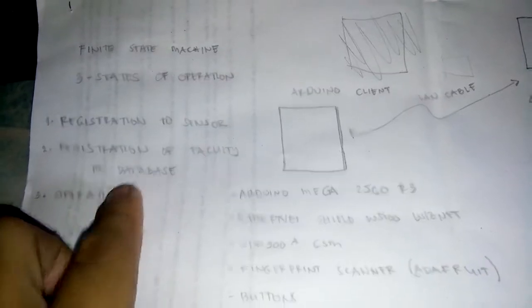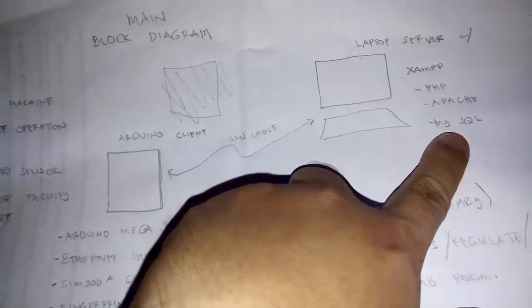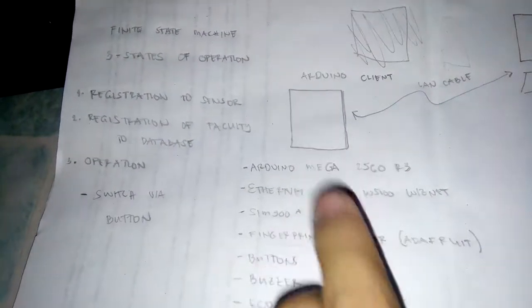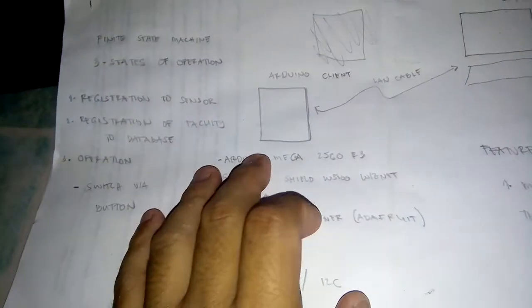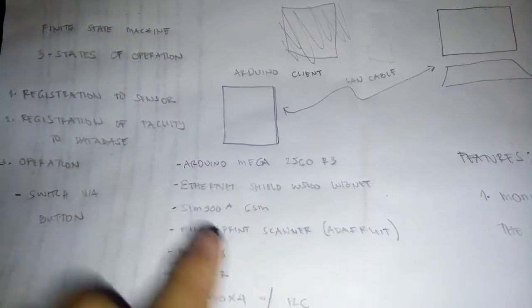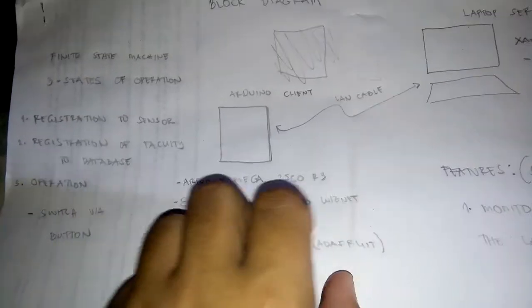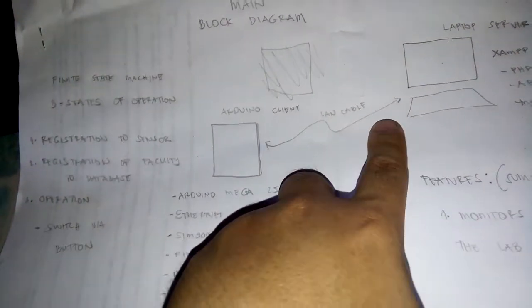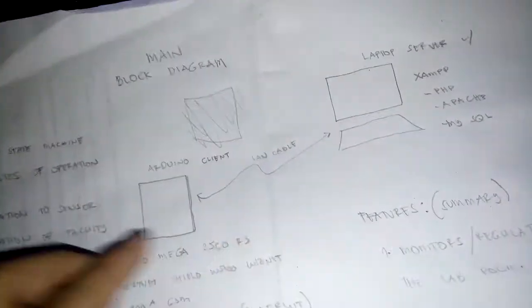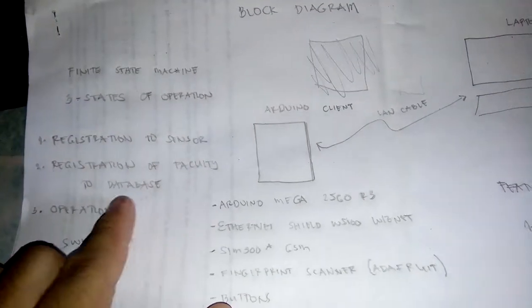If you want to register the faculty to the database, to the XAMPP or the MySQL database, you need to press the button again to go to state 2. For state 2, the program flow inside the Arduino will be connecting this Arduino client and the laptop for communication, so that if you scan your finger here, it will send the finger template or the fingerprint number to the server, and here in the server you will be inputting the name and the schedules of the faculty. It's registration of faculty to the database.